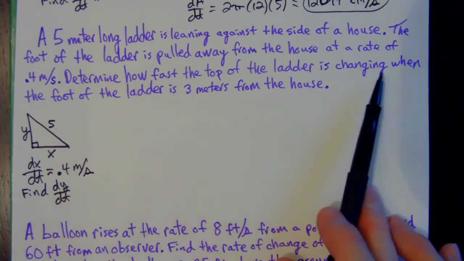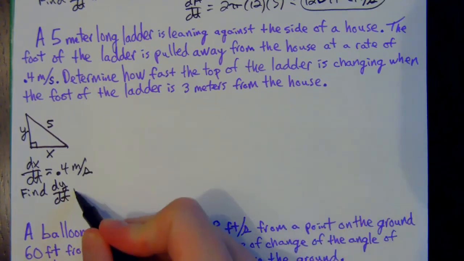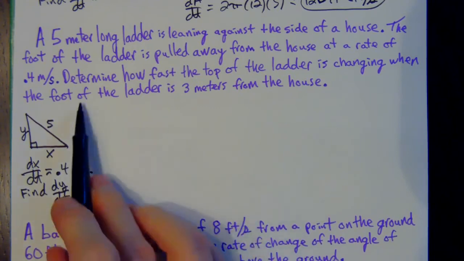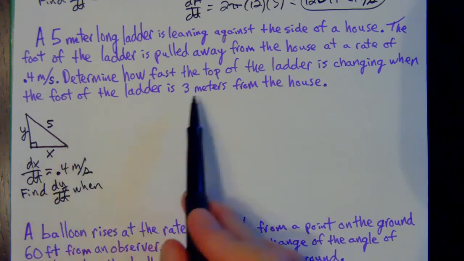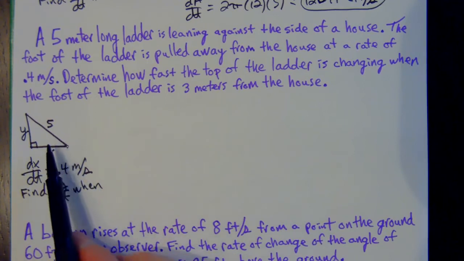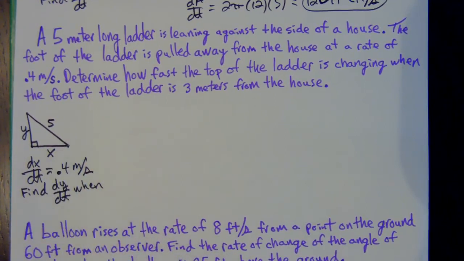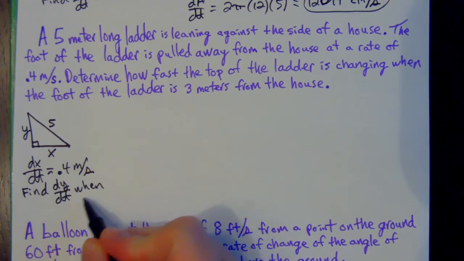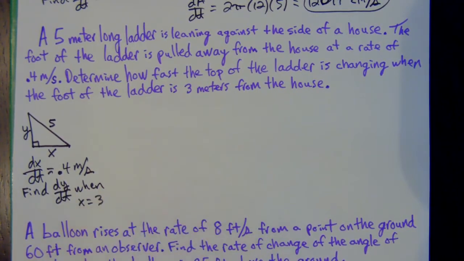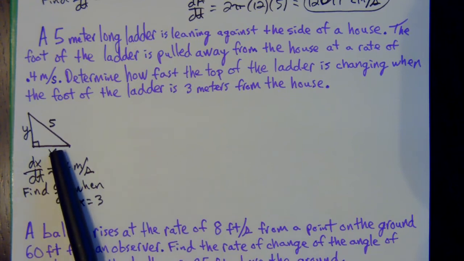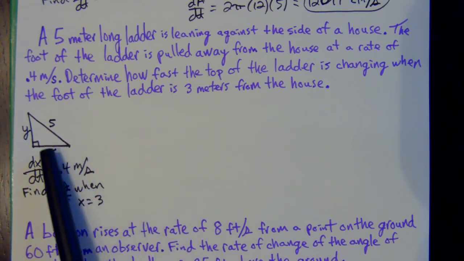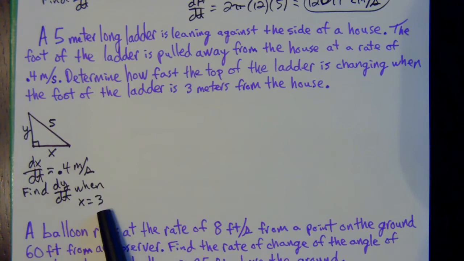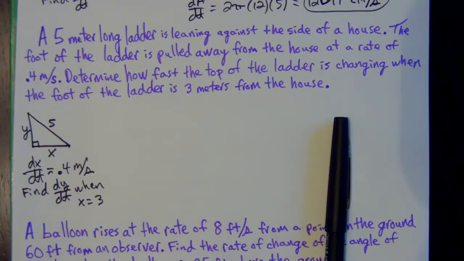And then if I read the problem again, it says when the foot of the ladder, the bottom of the ladder, is 3 meters from the house. So it's like you're just watching this problem on TV and you're going to pause it at the instant that x is equal to 3. So you don't want to put the 3 right there because the x is not always 3. It starts off a little bit closer, and then you're going to pull it, and then eventually it's going to be 3. And we're going to pause it at that instant that x is equal to 3, and then we're going to analyze how fast things are changing right there.